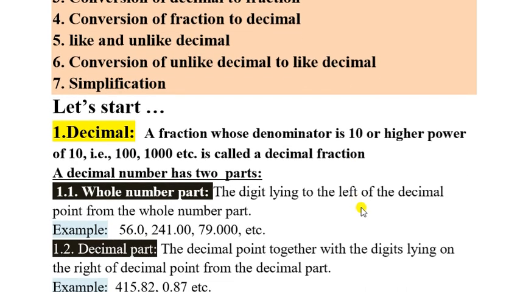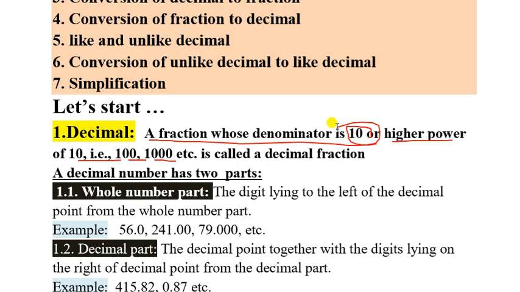What is a decimal? If you read this definition, you'll get a fraction whose denominator is 10 or a higher power of 10. That is 100, 1000, lakh, 10,000, etc. And this type of number is called a decimal fraction. So the denominator will be 10 or a multiple of 10. Remember that, 10 or a multiple of 10.